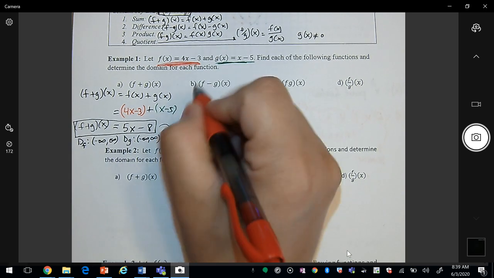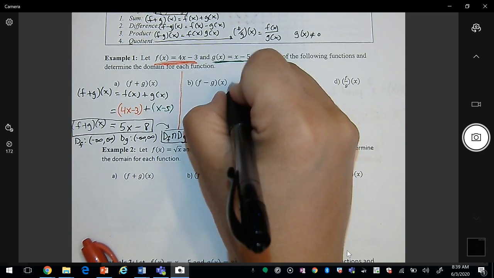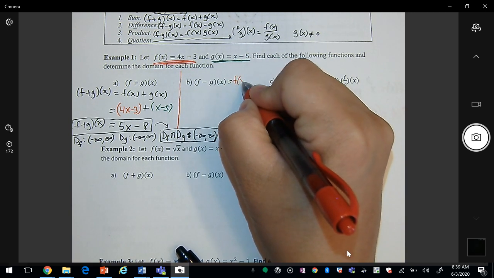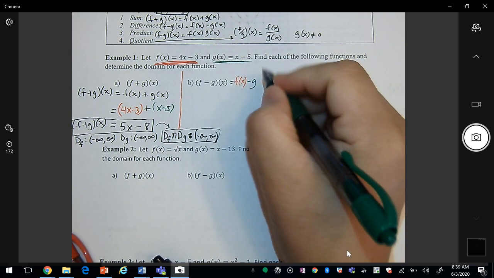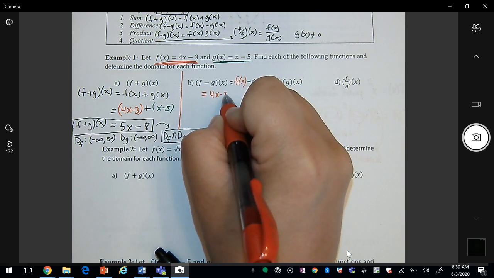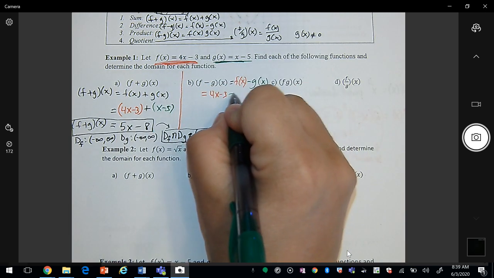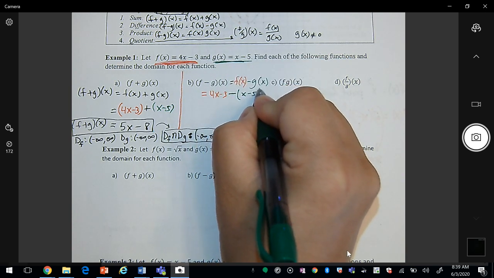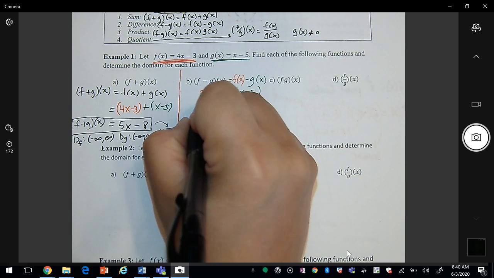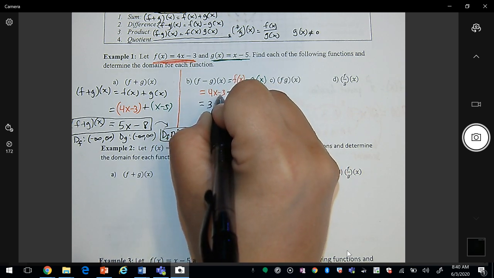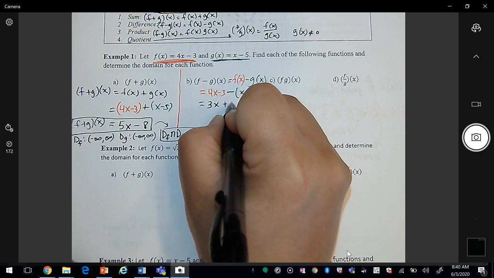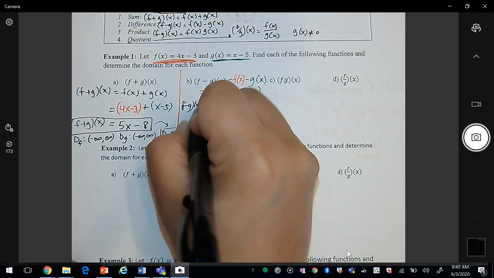Okay, let's look at letter B. So for letter B, we have f minus g of x. We can rewrite this as f of x minus g of x. So f of x in this example is 4x minus 3. That's given here. Minus, I'm going to use a parenthesis, g of x is x minus 5. And you want to use a parenthesis since you're subtracting the entire function. So if we simplify, 4x minus x is 3x. Negative 3 minus a negative 5 will be a positive 5. So negative 3 plus 5 would be plus 2. So f minus g of x is 3x plus 2.